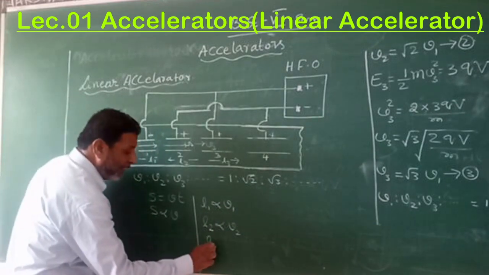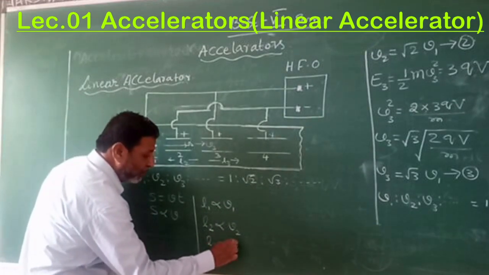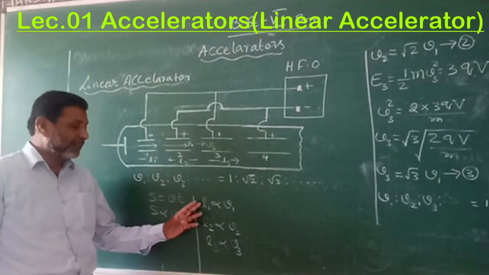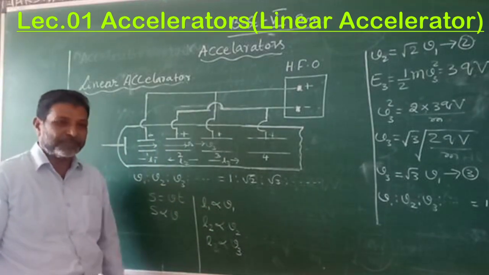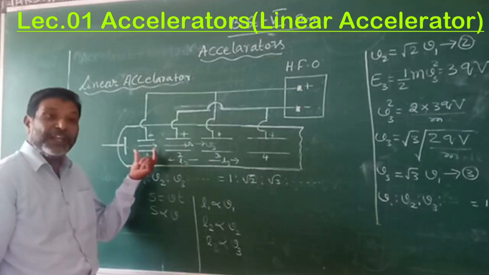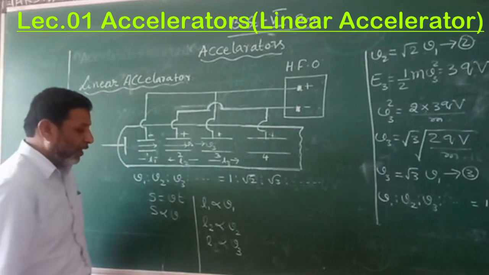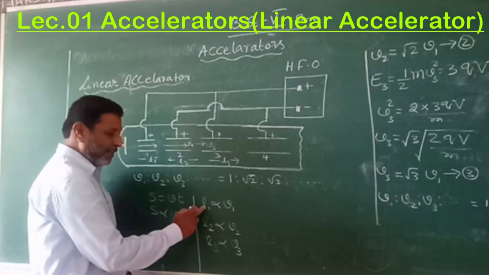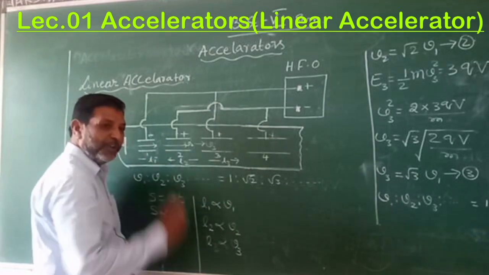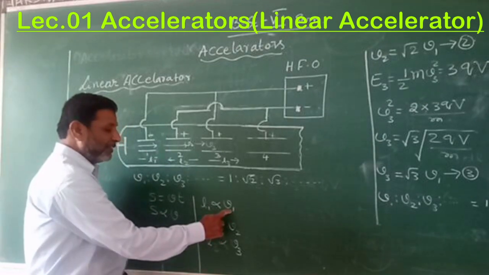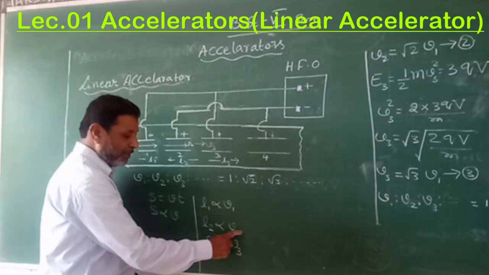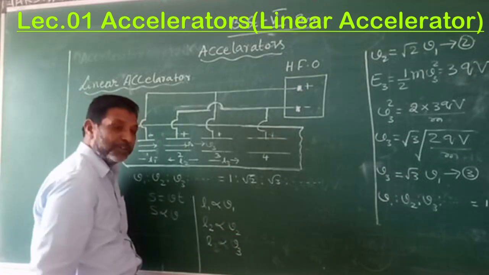And L3 is proportional to V3, because the distance is proportional to the velocity. Here, distance is nothing but the length of the tube. Now L1 is directly proportional to V1, because V1 is the velocity in that length. L2 is proportional to V2, and L3 is proportional to V3.